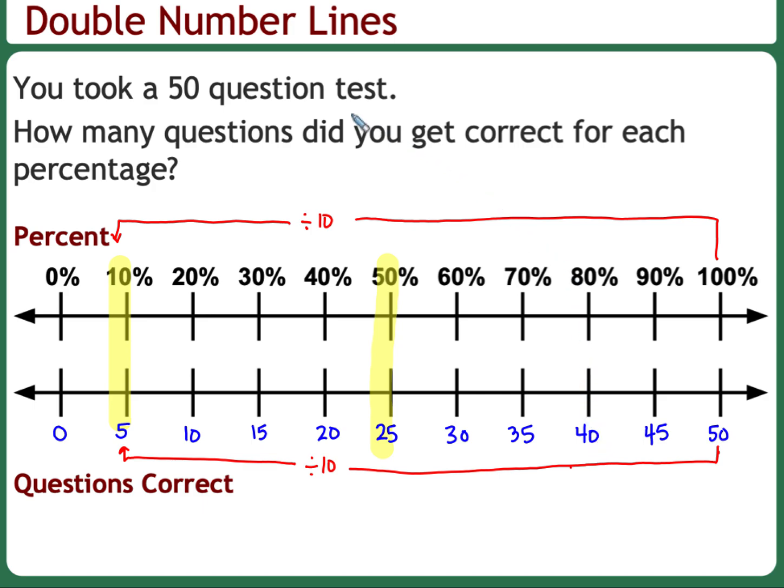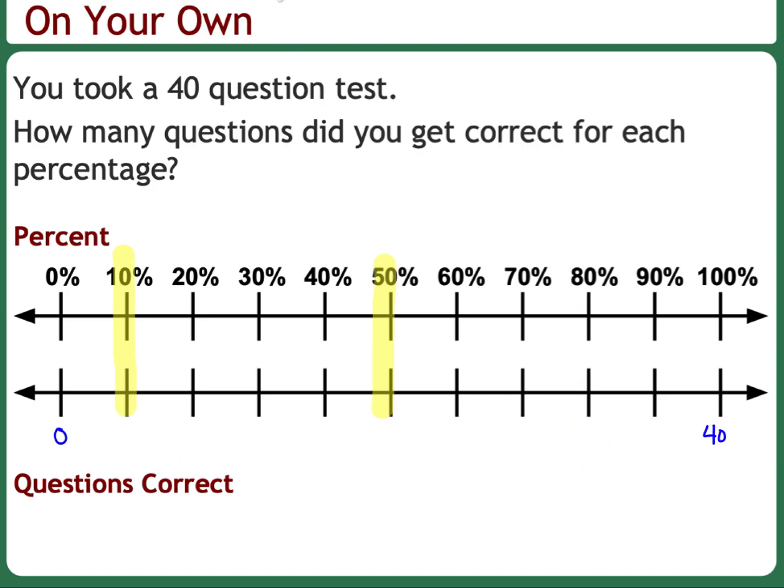All right, so why don't you give this one a try? What if you had a 40 question test? How many questions did you get correct for each percentage? So if you got 100%, you would have gotten 40, 0%, 0. So go ahead and figure out that 50%, figure out that 10%, and then fill in your number line from there.